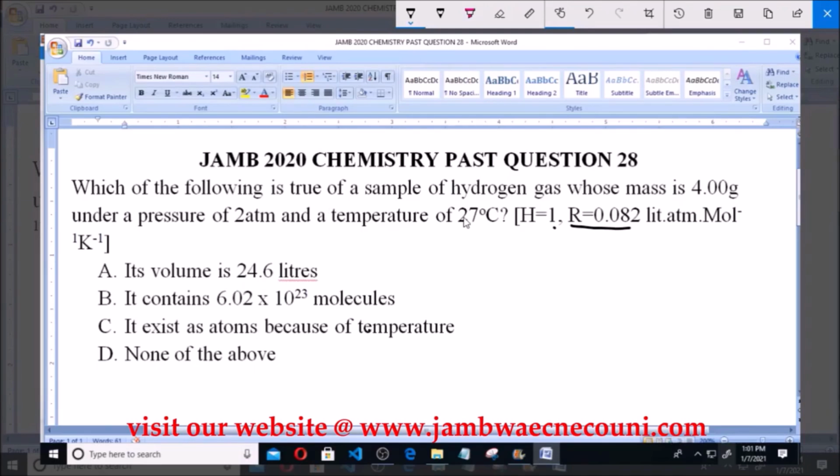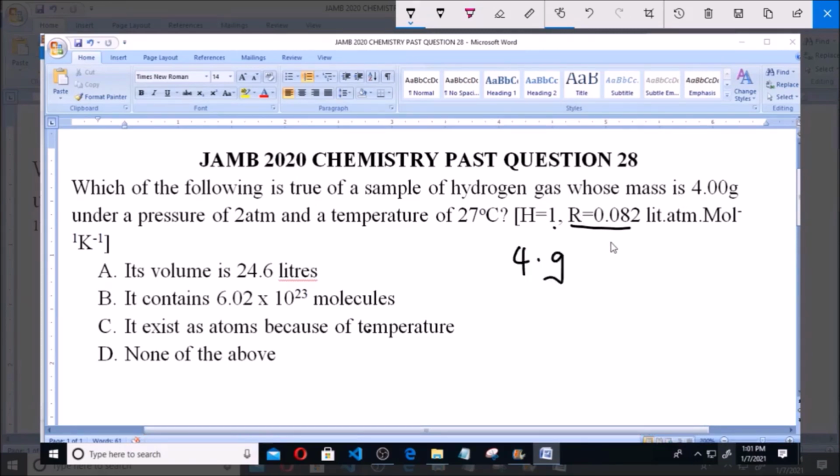Now looking at this question, we are given hydrogen gas with a mass of 4 grams. Now the molar mass of hydrogen, that is for one atom of hydrogen, is 1, and 1 mole of hydrogen is represented as H2, so that is equals to 2 grams.